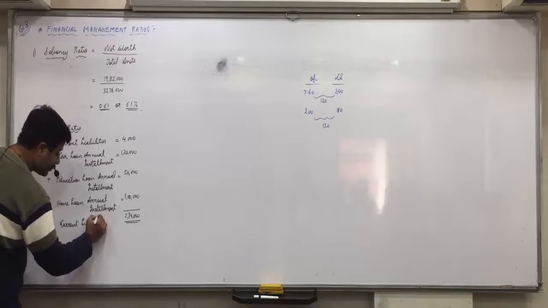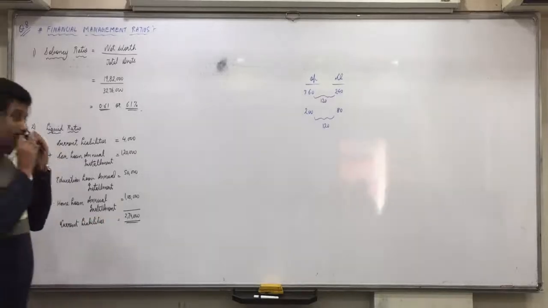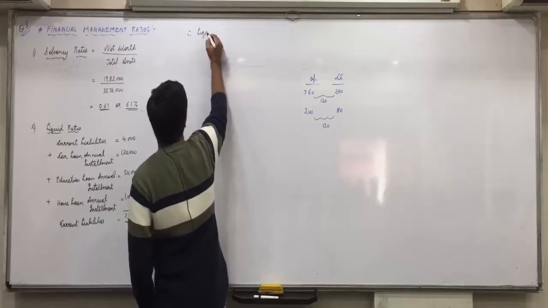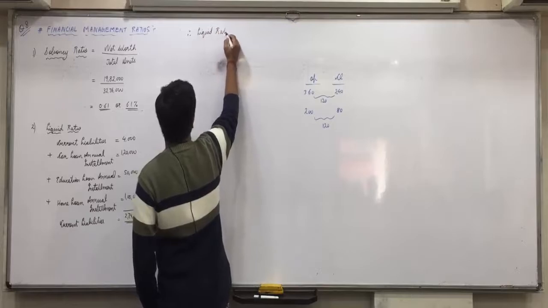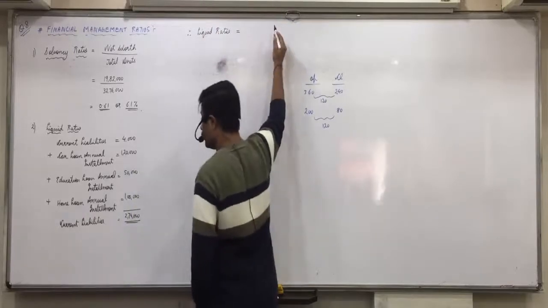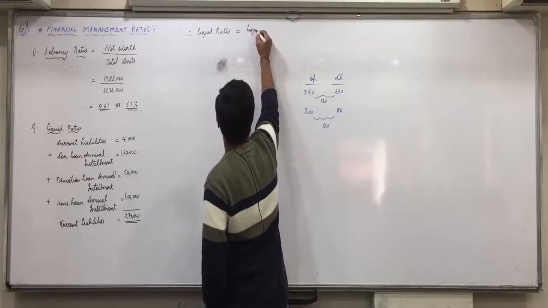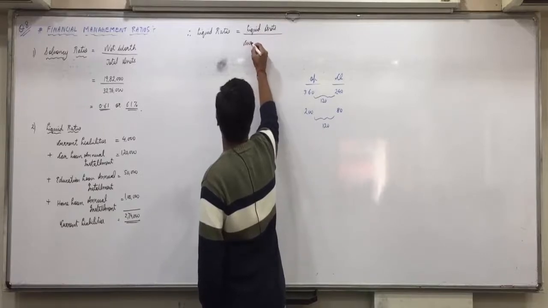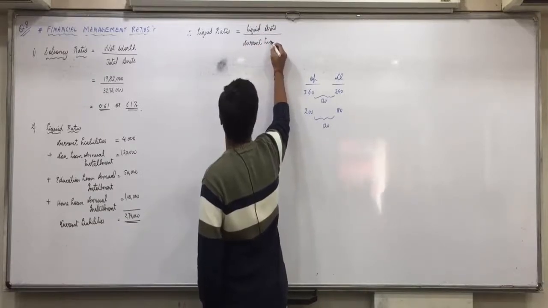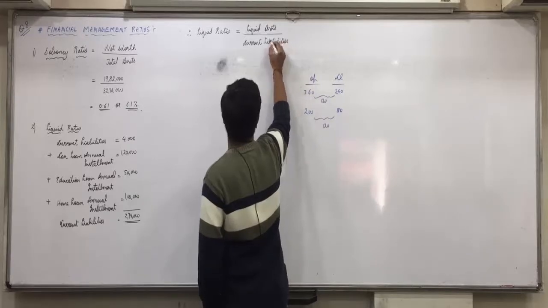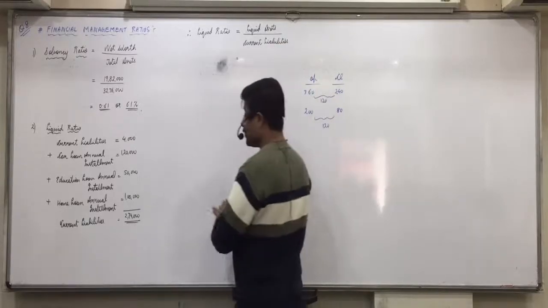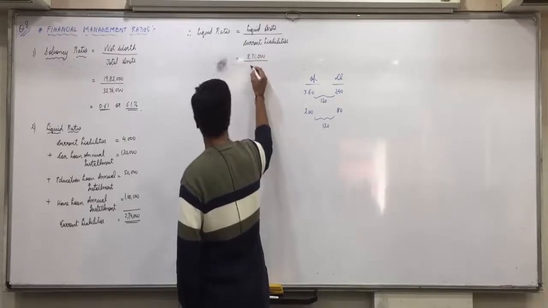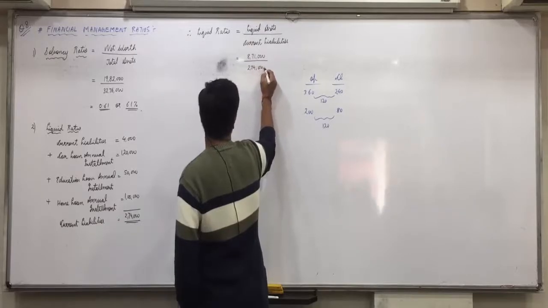Total. Did everyone understand this? And now we'll find the liquid ratio. Therefore, liquid ratio is equal to liquid assets upon current liabilities. What are liquid assets? 8,71,000 upon current liabilities 2,74,000.